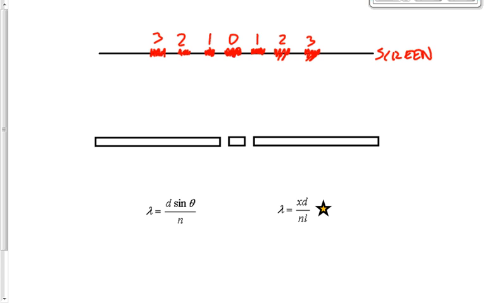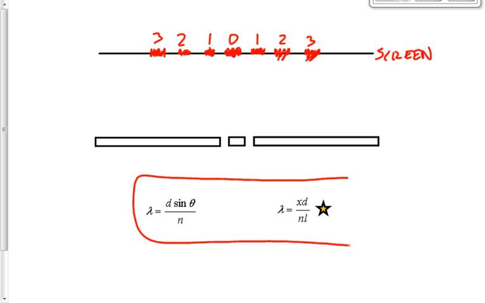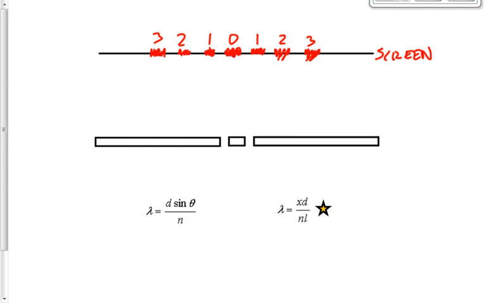Now, we introduced two equations last week that describe the pattern that you see up above here. First one, lambda is equal to d sine theta over n, and then lambda is equal to x d over n times L. Lambda is the EZ variable. Okay, that's the wavelength. The wavelength of the light, and it's almost always going to be in that range of 10 to the minus 7 meters. If you're solving for it and you don't get 10 to the minus 7 meters, you've made a mistake. You've probably forgotten to convert centimeters to meters. It's probably what you've done.